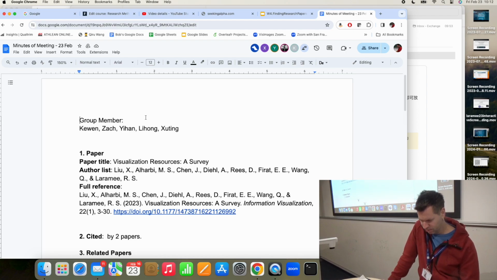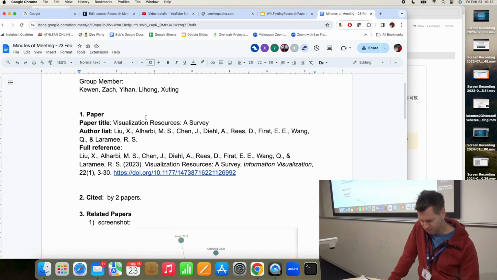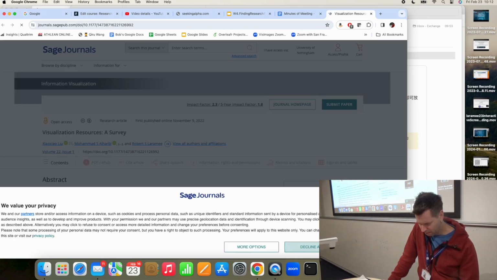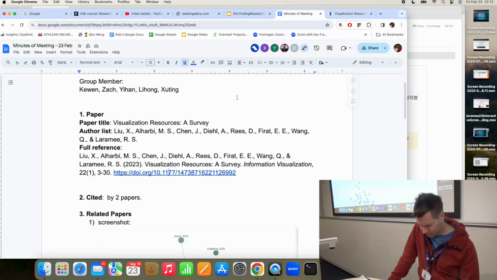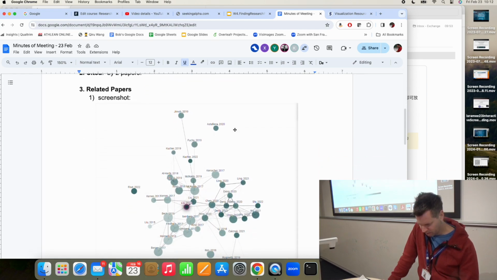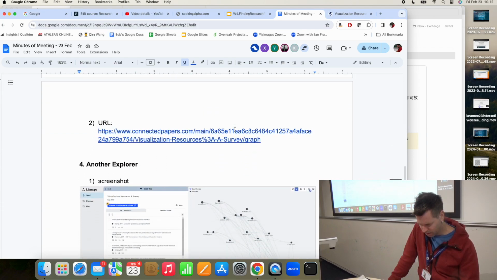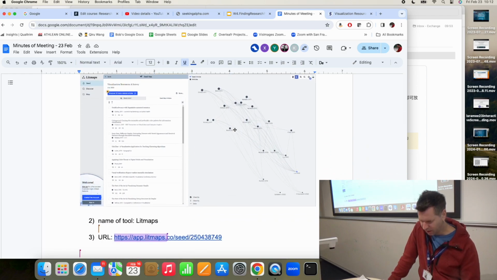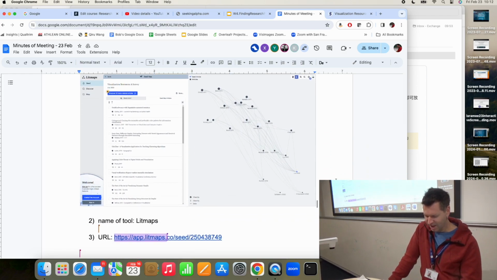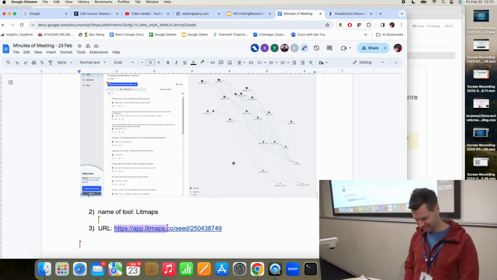Visualization resources. Okay, I noted that. I know about that one. I'm just going to check something. Okay. So related, there's the connected papers. There's the URL. This one is lit maps again. So, okay, I guess lit maps is the preferred visual literature explorer for this class.